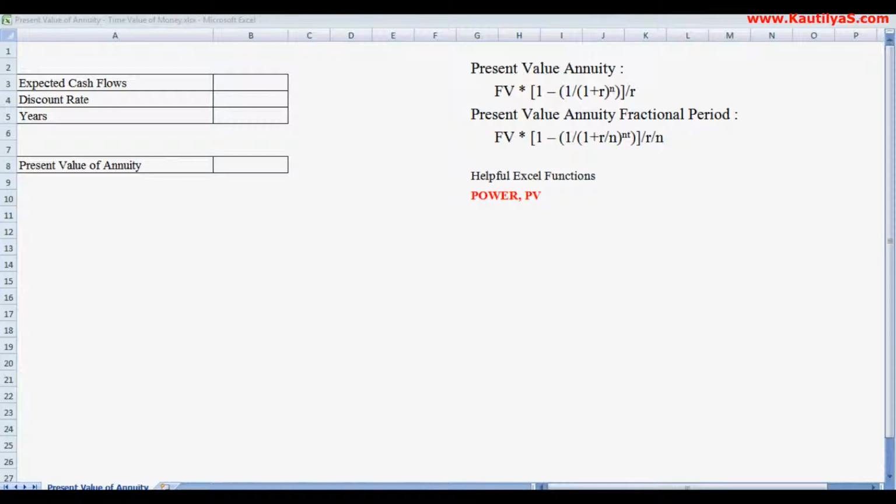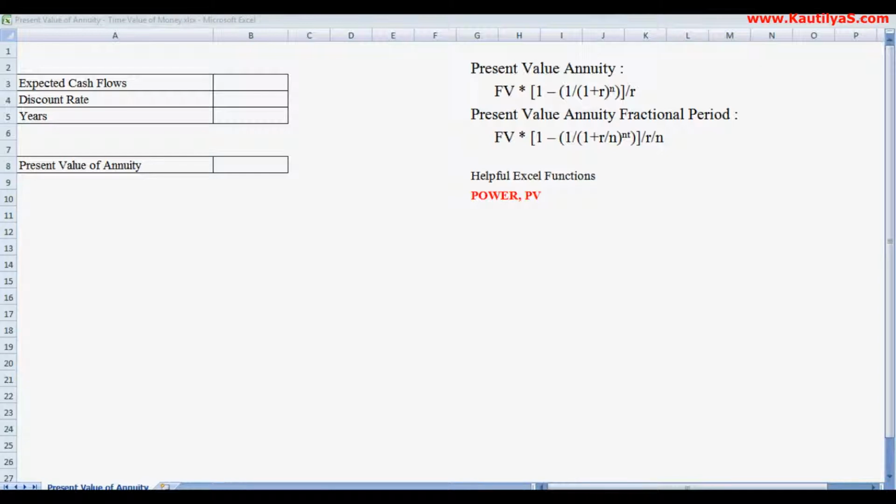This video presents how to calculate the present value of an annuity using the MS Excel present value function. Now, what is the present value of an annuity? Present value of an annuity discounts the future cash flows, that is, continuous cash flows, and gives you their value as of today.